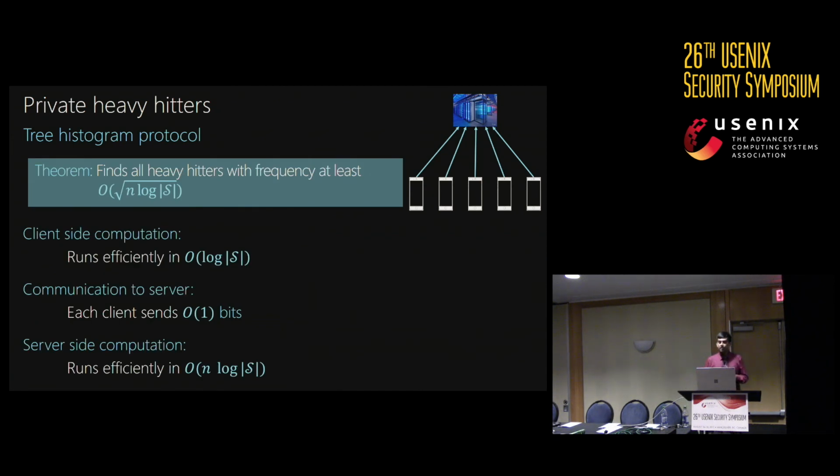So this algorithm actually gives you square root of n log s error, and runs efficiently in time log s. The client still sends order 1 bits, and the computation of the server is n log s. So this is actually achievable. If you plug in the numbers, this is an achievable number in practice. Well, I use big O notation, but trust me, the constants are not horrendous.